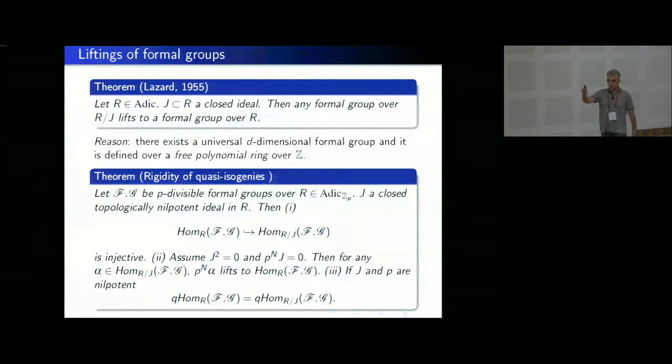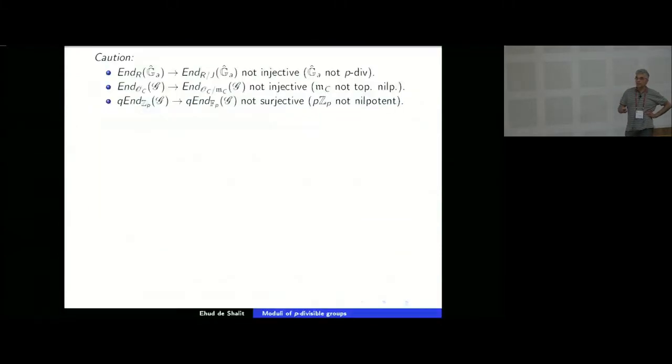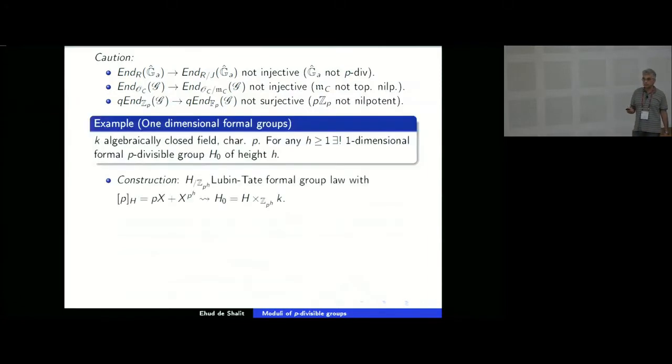And as a result of 1 and 2, if both J and p are nilpotent, then the quasi-homomorphisms in this category of p-divisible groups or p-divisible formal groups up to isogeny, the quasi-homomorphisms are the same over R and over R over J. And as I said, you must be careful when you apply it. Each of the assumptions that we stated is necessary. You can have counterexamples.